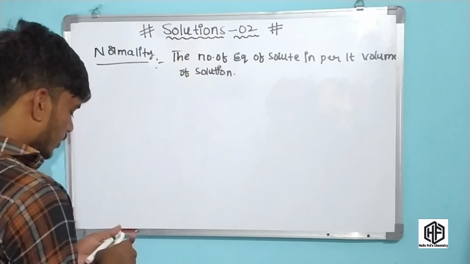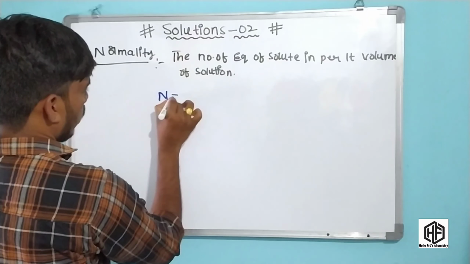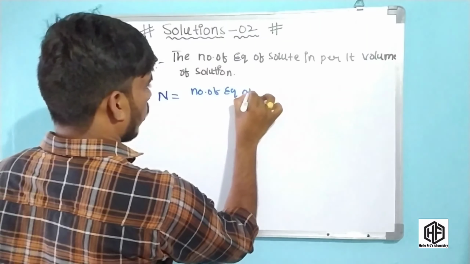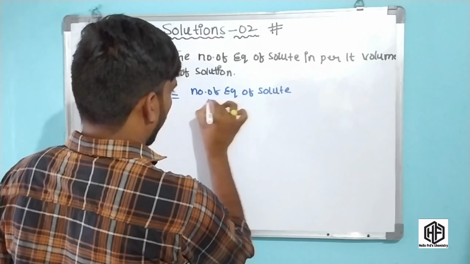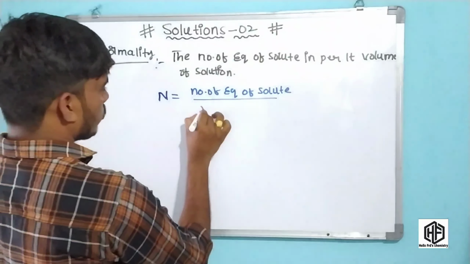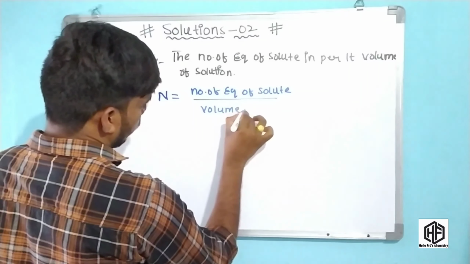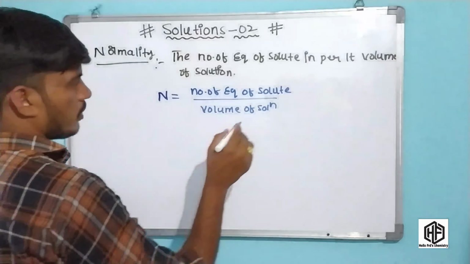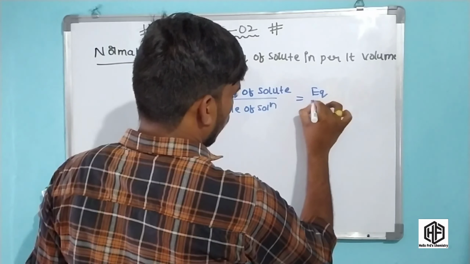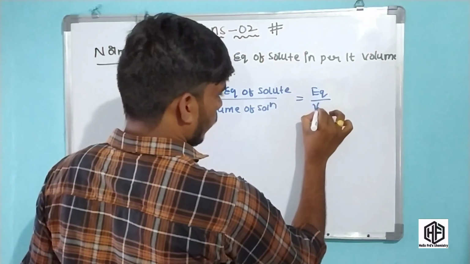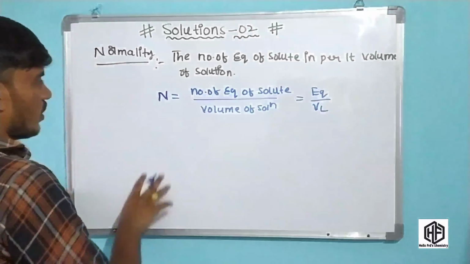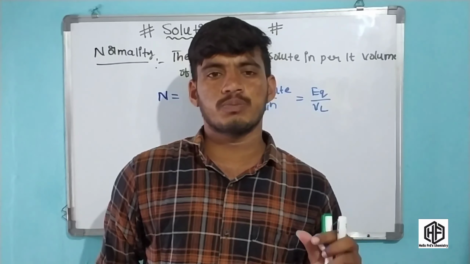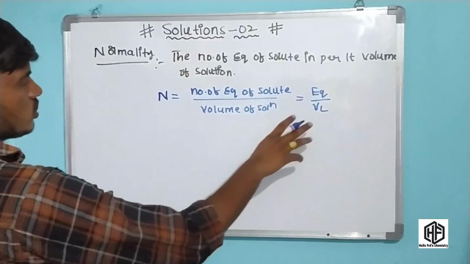Now normality is represented by capital N. The number of equivalents of solute is represented by EQ, and volume of solution is represented by VL, meaning per 1 liter. Okay friends, this is normality. Normality is the number of equivalents of solute per 1 liter volume of solution.